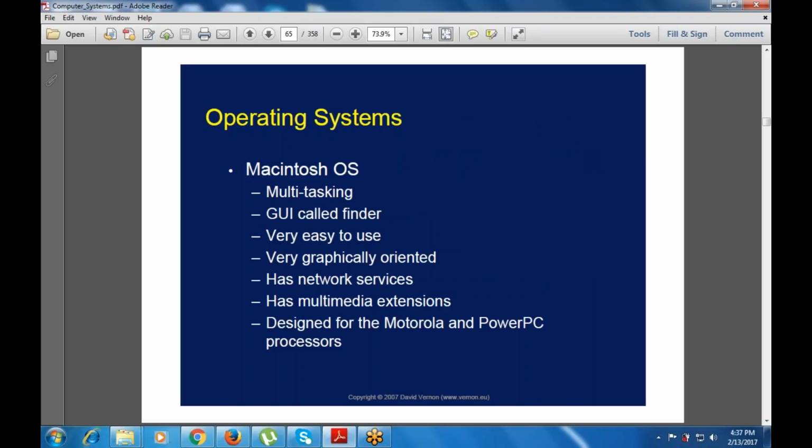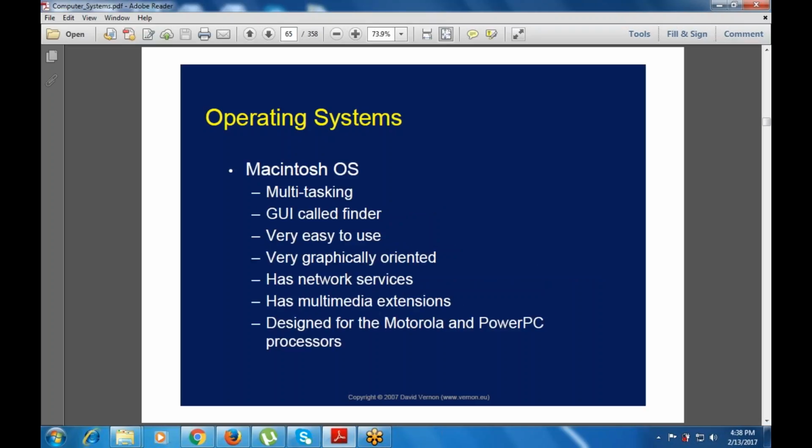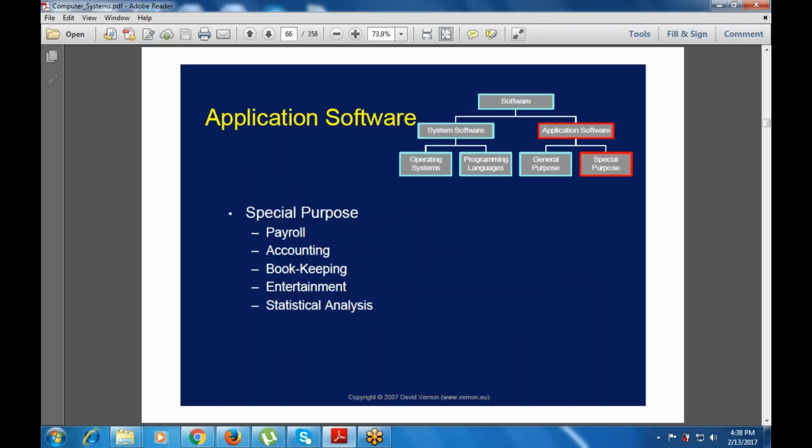That means basically it is a GUI operating system. And it is very graphically oriented. That means we are using the operating system in a graphical format. Then the next operating system is Windows. This is a GUI and can run DOS programs, has network services. Then there is a multimedia extension used with the operating system. This also requires a large amount of memory, disk space, powerful processor. And this is designed for the Intel. Then Macintosh we have done, graphically oriented.